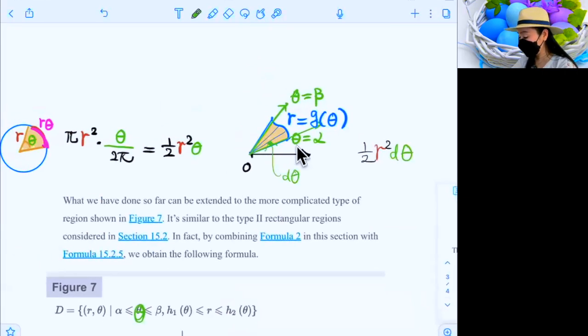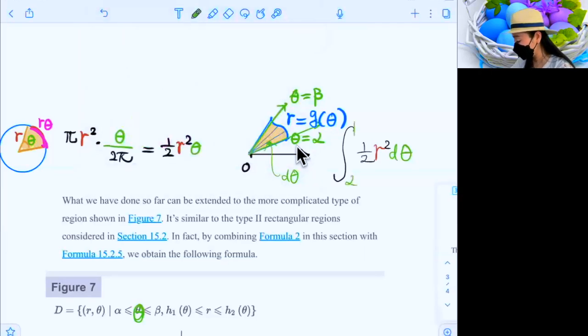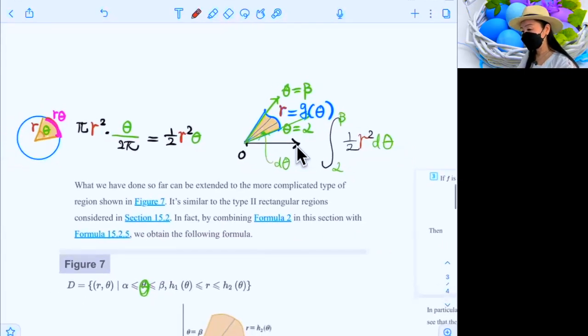Now we use an integral to sum this up. Theta goes from alpha to beta. Then this is the area enclosed by this polar curve and these two rays, theta equals alpha and theta equals beta. So that was the formula that we had. That was this case. That was toward the end of Math 110B in chapter 10.